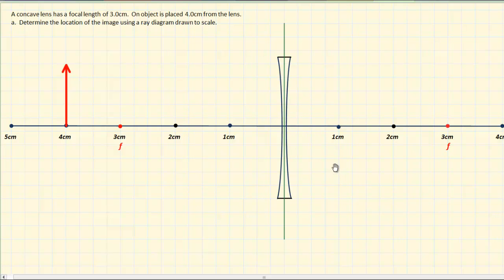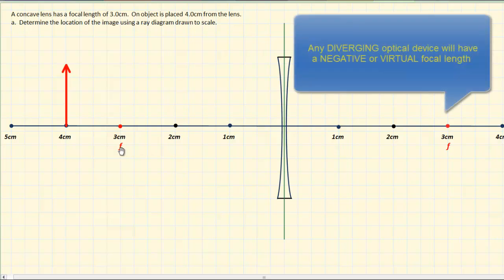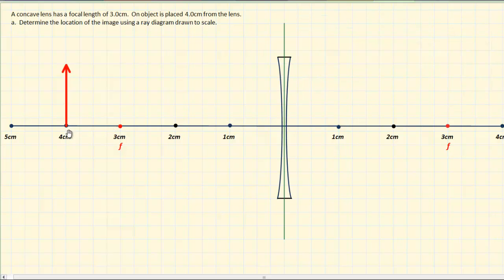Now, I've already pre-done the diagram. So you can see that I've labeled my two focal points at the 3 centimeter mark. They would be negative focal points because this is a diverging lens. And again, every 4 squares represents 1 centimeter on my graph paper. My object is drawn at the 4 centimeter mark, upright as usual, and large enough so that the rays that I'm drawing off of it don't get all cluttered. So I'm ready to go.